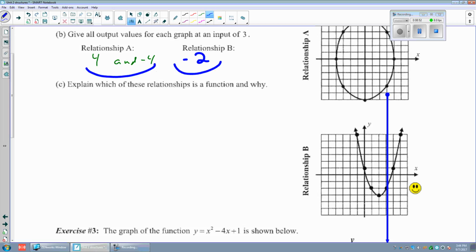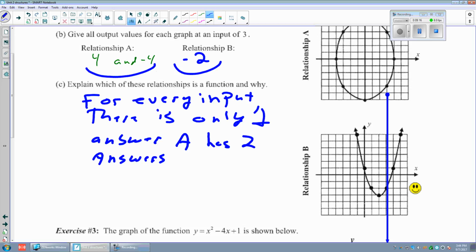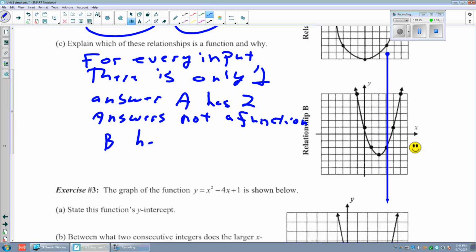Explain which of these relationships is a function and why. For every input, there is only one answer. A has two answers. Not a function. B has only one answer. Therefore, it is a function.